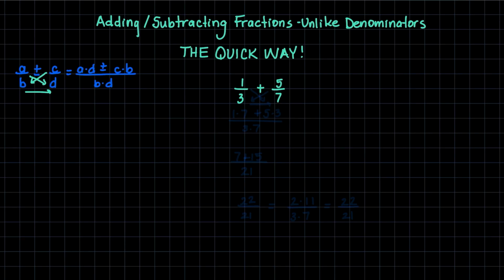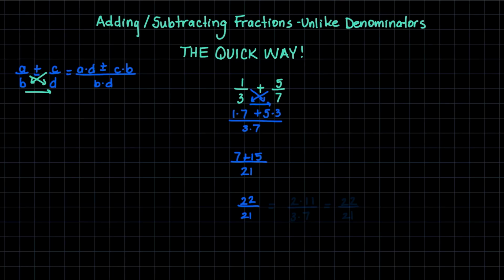We're going to add 1/3 plus 5/7. So all we do is follow our formula. Criss is 1 times 7. We have a plus in this one. Cross is 5 times 3. And across is 3 times 7. So we end up with 7 plus 15 all over 21, which is 22 over 21.